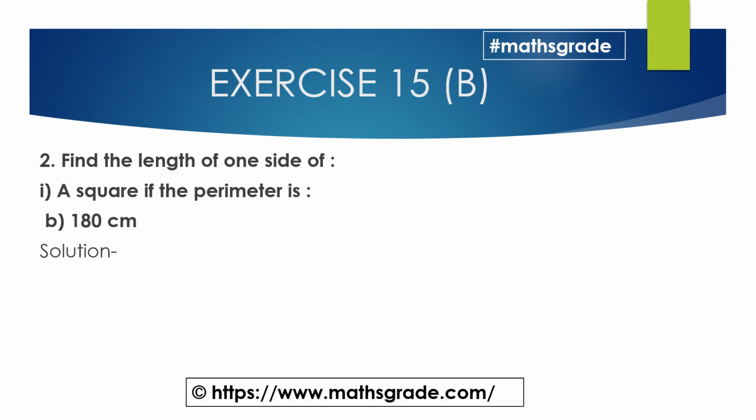Now we solve question number 2, second bit. Find the length of one side of the square if the perimeter is 180 centimeter.